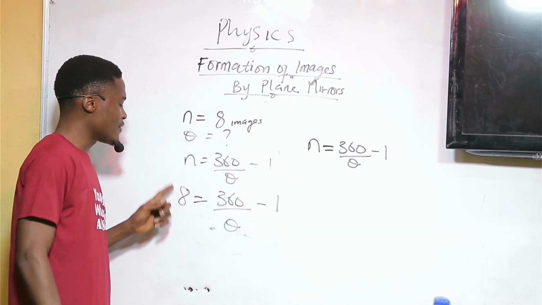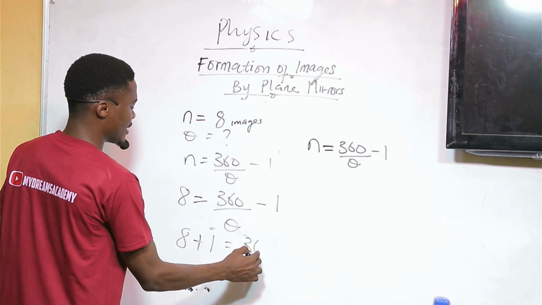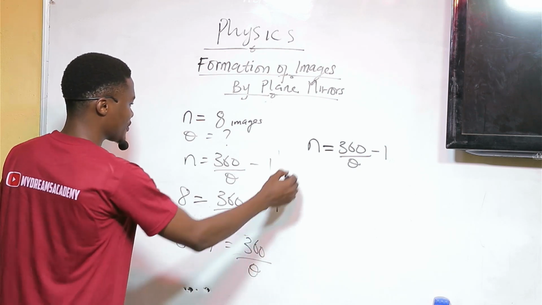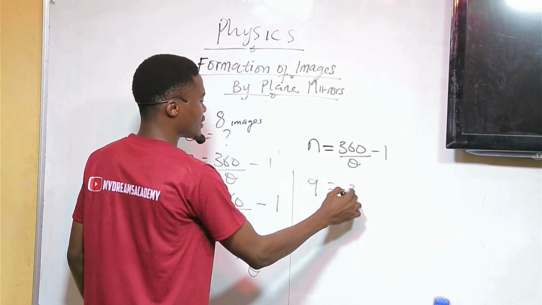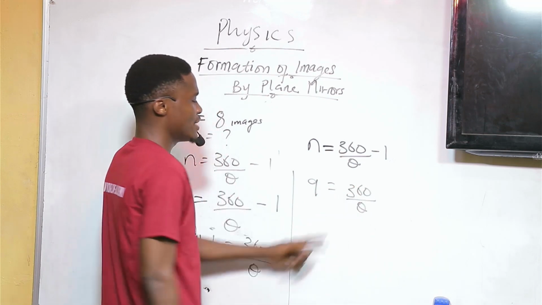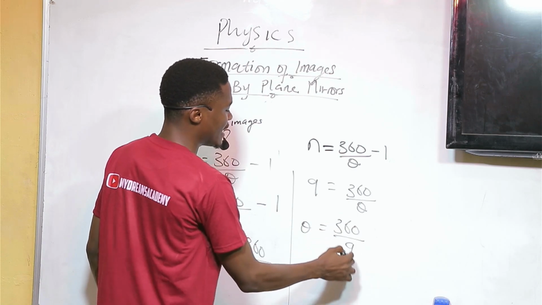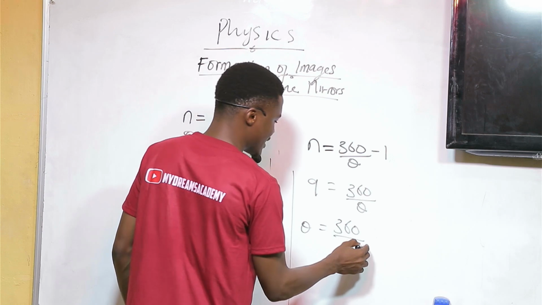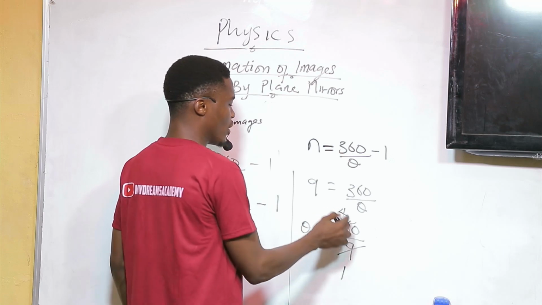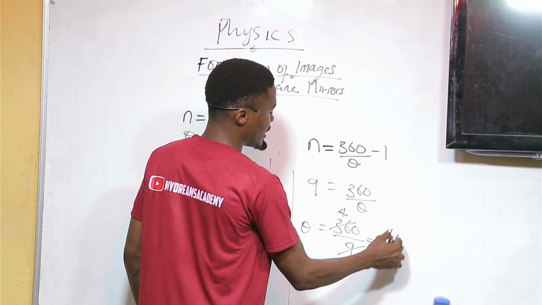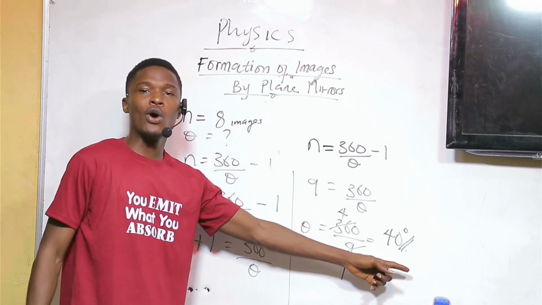Minus 1 crosses over to the other side, and we have 8 plus 1 equals 360 all over theta. 8 plus 1 gives us 9 equals 360 over theta. If we make theta the subject, theta becomes equal to 360 divided by 9. Then we start dividing. 9 into 9 is 1, 9 into 36 is 4, and 4 times 10 gives us 40 degrees. So the angle between the mirrors is 40 degrees.